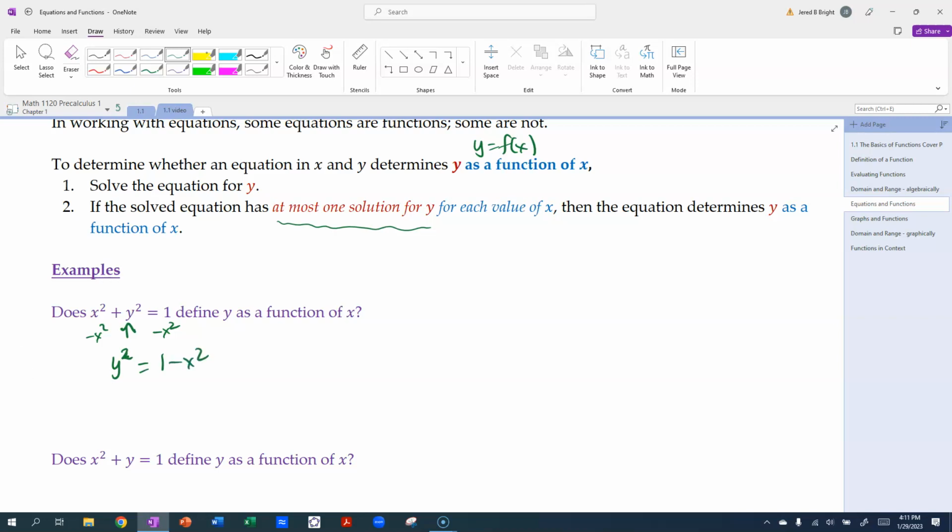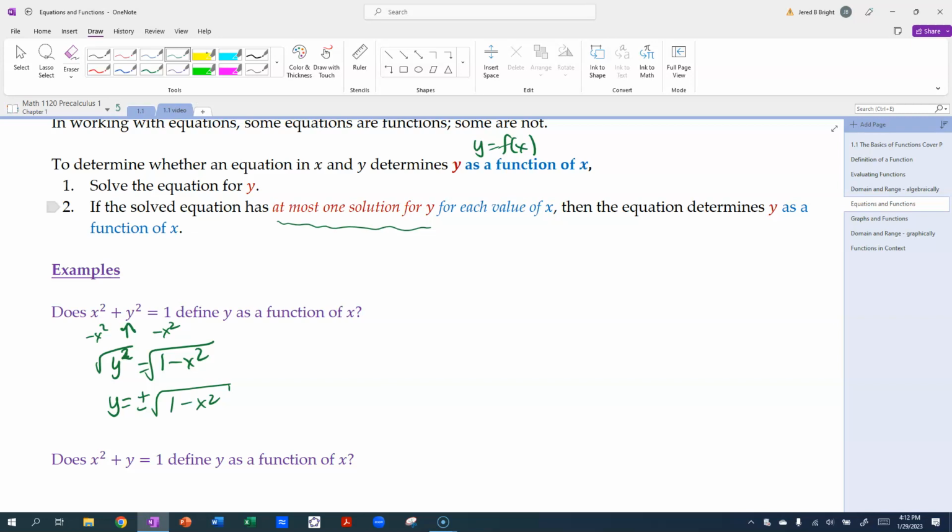Isolate y by applying a square root on both sides. And when you introduce a square root, you need the plus and minus. I'm going to say that over and over because we forget the plus and minus. When you introduce the square root, you need the plus and minus. So I have y equals plus or minus the square root of 1 minus x squared.